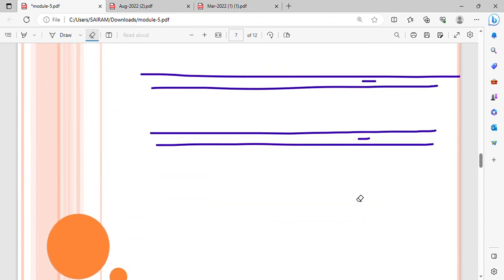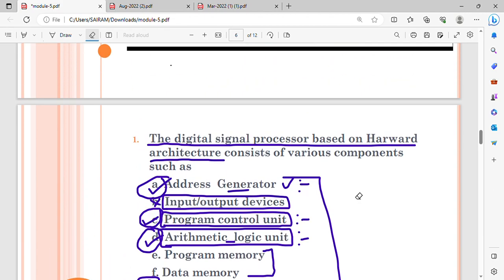So first, you write: the diagram for the digital signal processor based on Harvard architecture is as shown. According to Harvard architecture, program memory and data memory are different, so there is a separate program memory and data memory. To accommodate those memories, we are going to make use of four buses: the program memory address bus, the data memory address bus, the program memory data bus, and the data memory data bus.